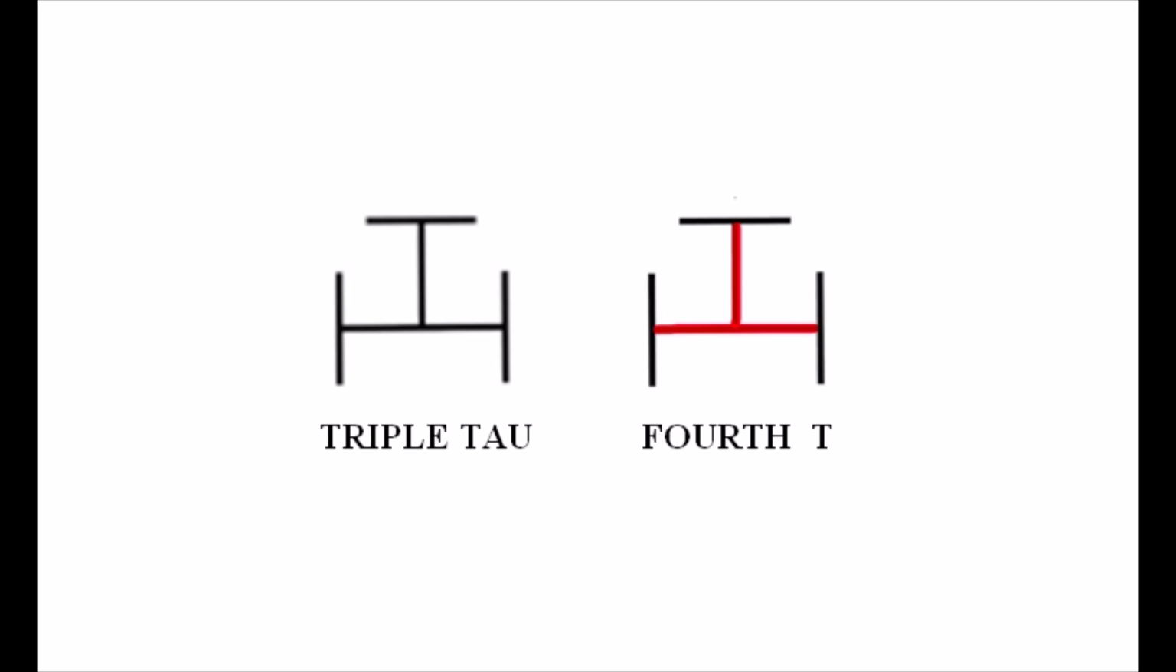Waugh has also explained that there's an upside-down hidden 4th T in the triple tau symbol of Royal Arch Freemasonry, but beyond that, what is the 4th T referring to?